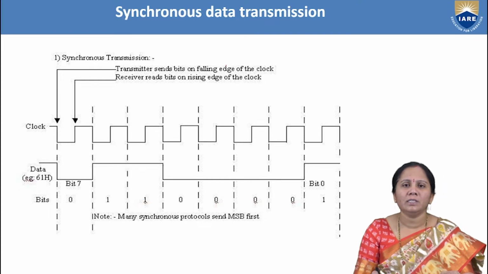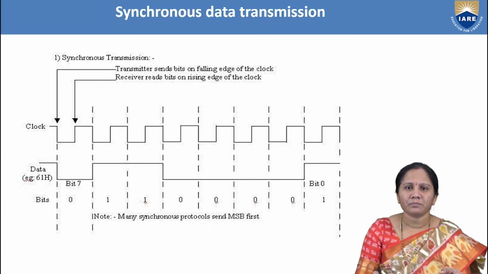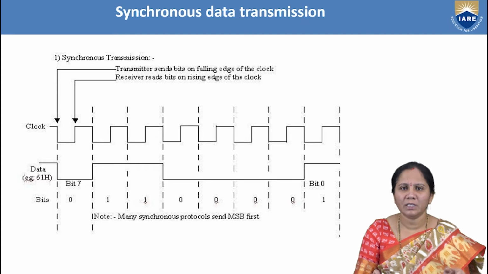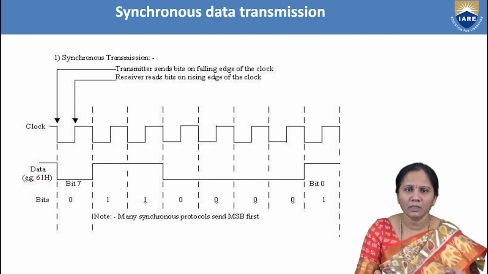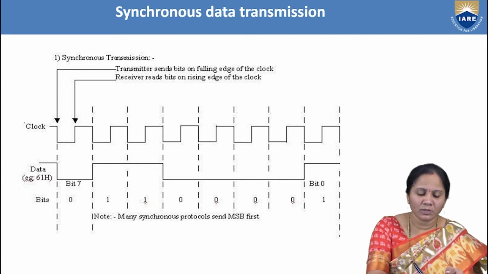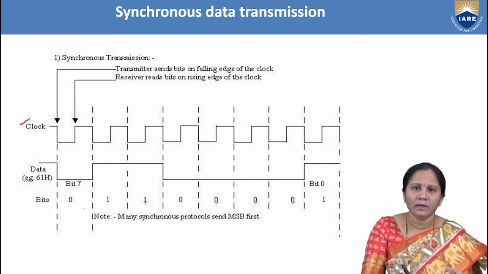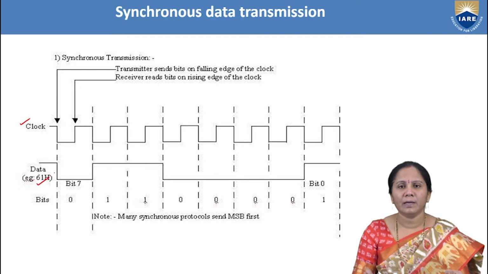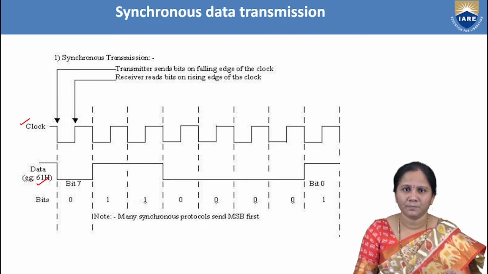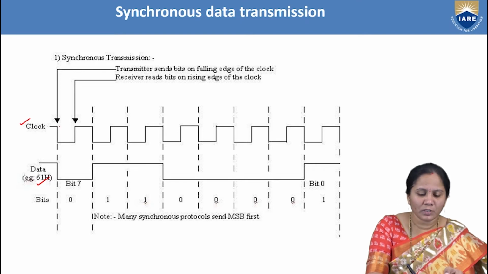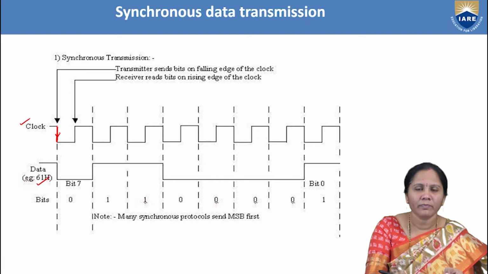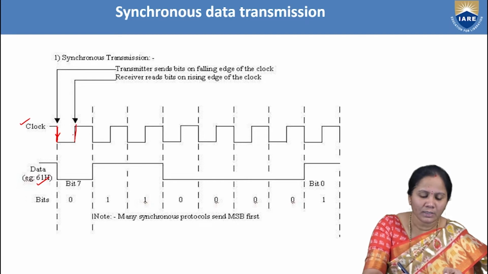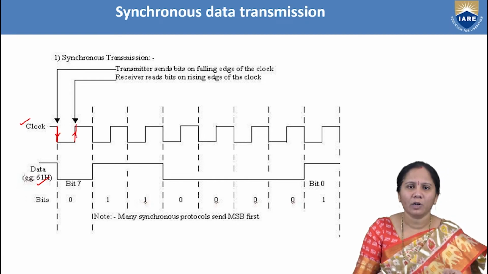So in the synchronous data transmission, in order to have that synchronization, we have to use the clock signal. So this is the clock signal, and the data we are transmitting, consider for example 61H. Okay. So this is called the falling edge of the clock.